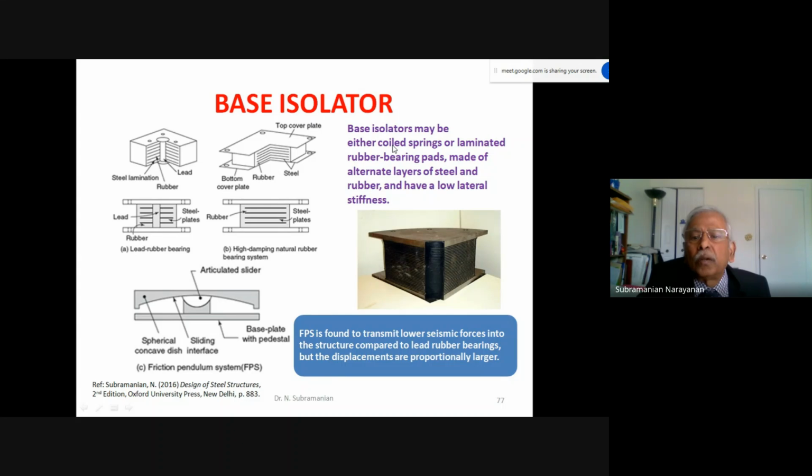They can be either coiled springs or laminated rubber bearing pads made of alternate layers of steel and rubber and have low lateral stiffness. This is an example of this. And the friction pendulum system is found to transmit lower seismic forces into the structure compared to the lead rubber bearings, but the displacements are proportionately larger. So you can check about these systems in my book on design of steel structures.